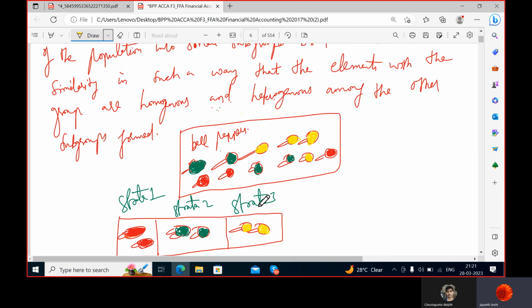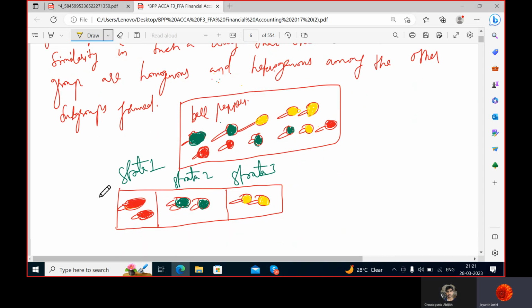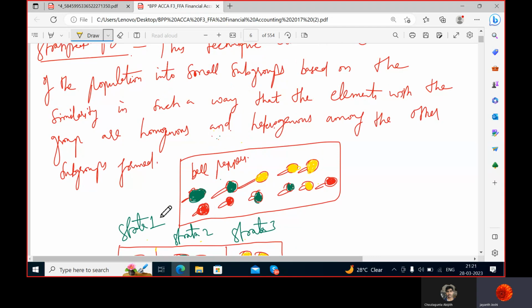So what did we say? We said that elements within the group are homogeneous. That means strata 1, strata 2, strata 3 have homogeneous bell peppers and heterogeneous amongst the other subgroups. These are three subgroups which are heterogeneous, but the elements in each group are homogeneous. So this is nothing but stratified sampling, correct? Yes, Abhijit?